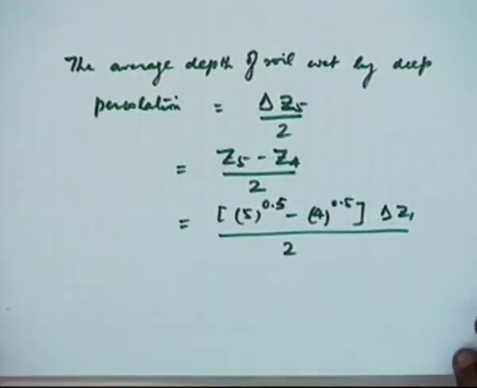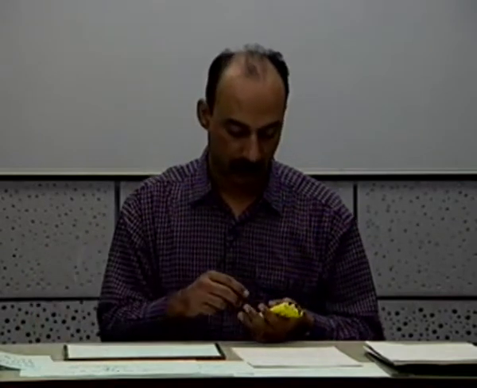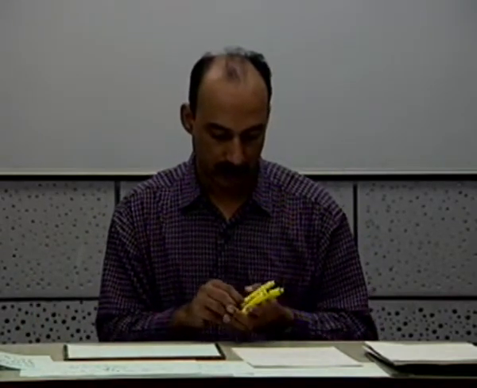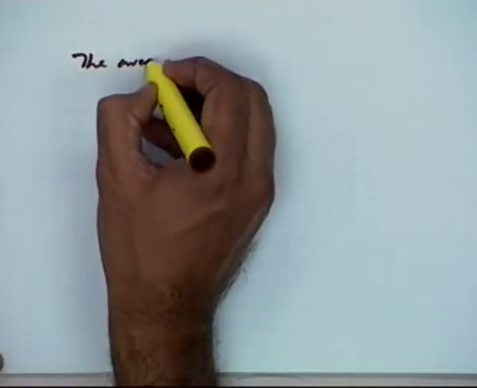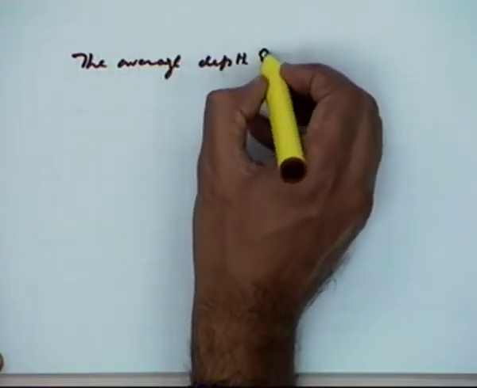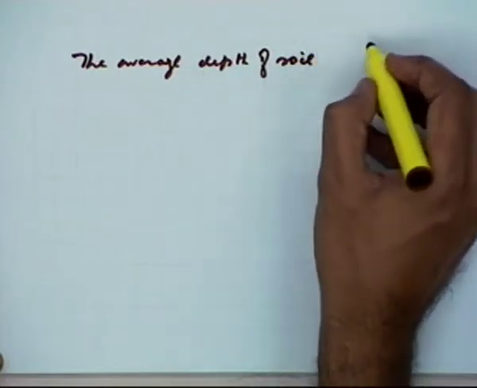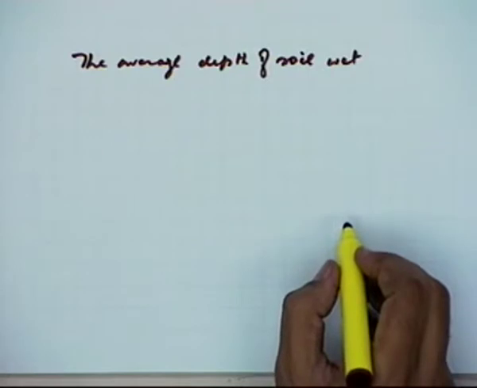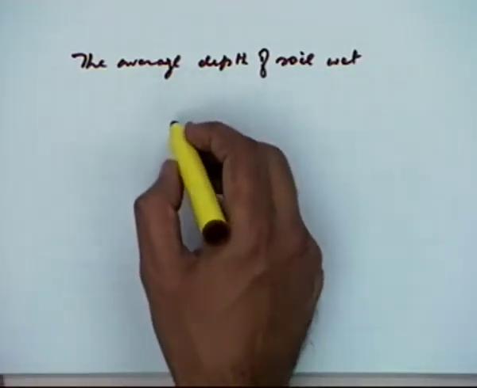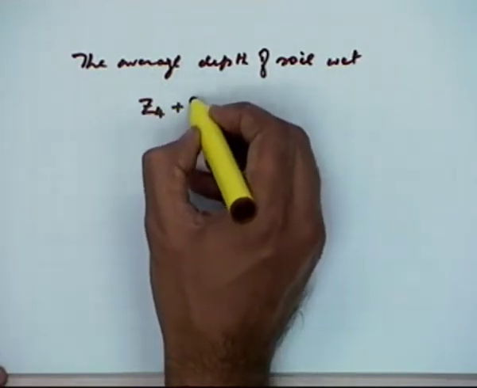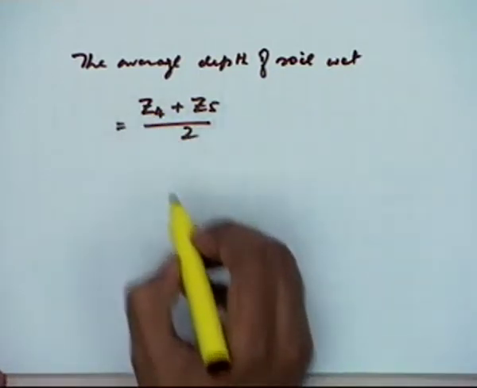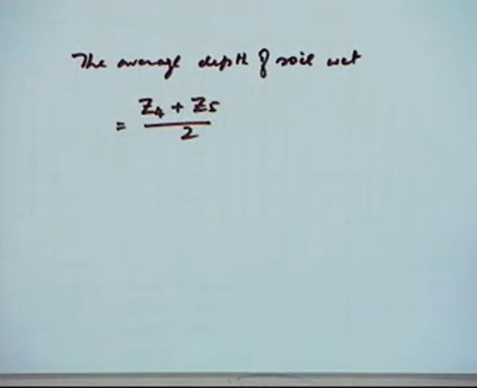Okay, this is one which gives you the average deep percolation. And if you want to find out the average depth of soil which has been wet, then you can express that as Z4 plus Z5 by 2. So the total depth which has been wet, what's the average value of that? It is the average of the two extremes. On one side is Z5, on the other side is Z4. So the average of that will give you the total depth which has been wet.